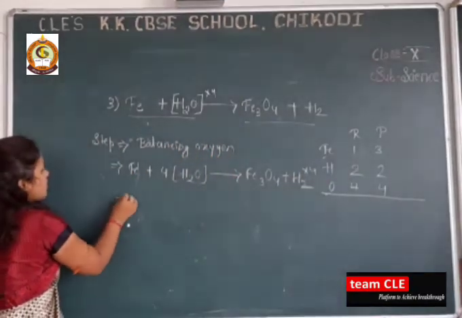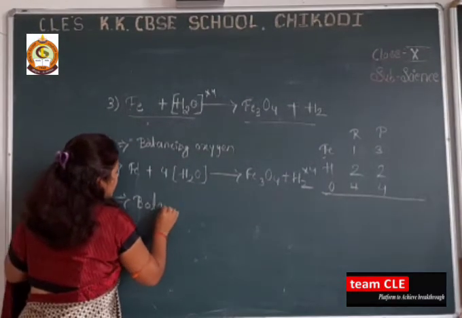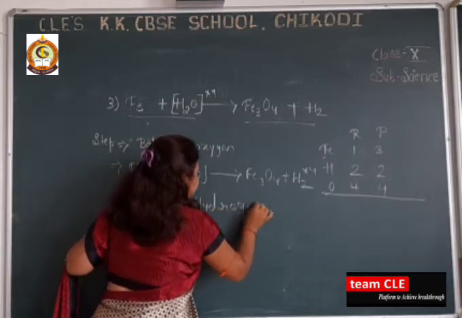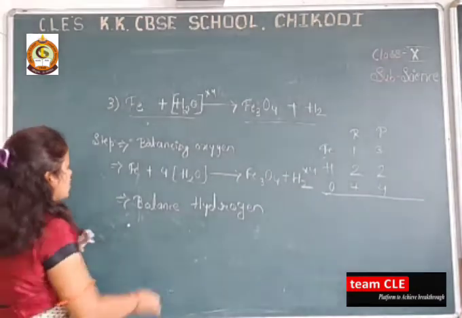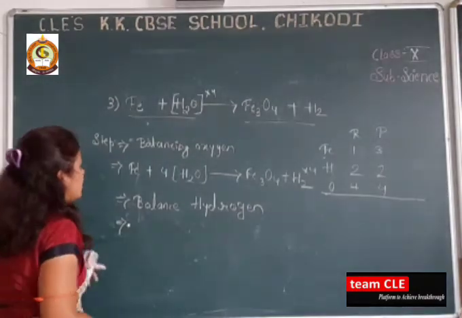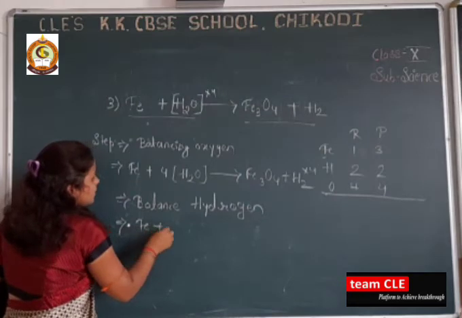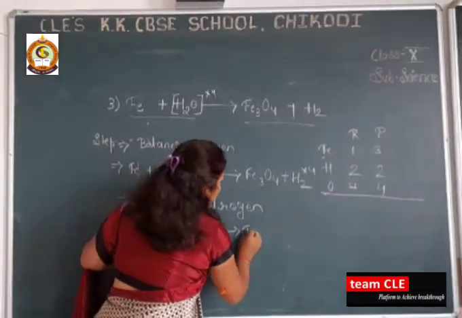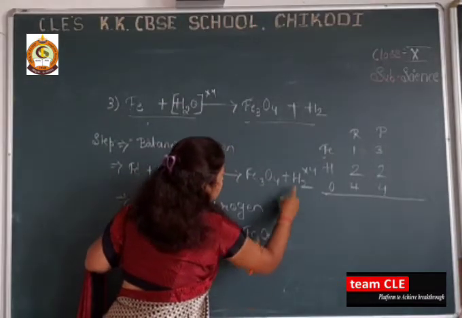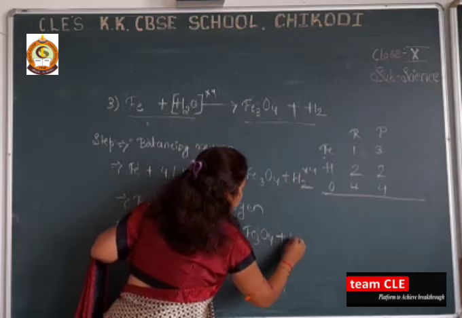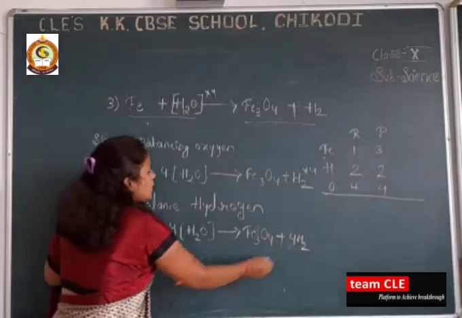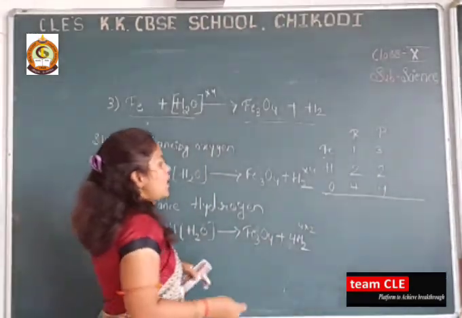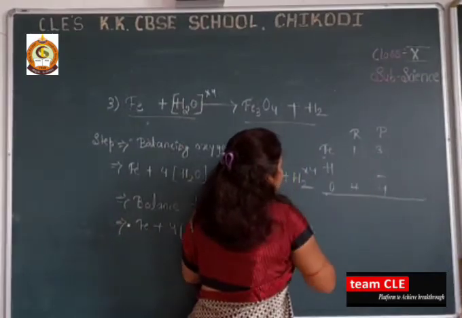So go for balancing hydrogen. Okay, balance hydrogen. So after balancing the hydrogen, what will you get as the answer? That is iron plus 4H2O gives Fe3O4 plus 4H2. When you multiply 4 into 2, you will get 8 hydrogen. So now the hydrogen number will become 8.